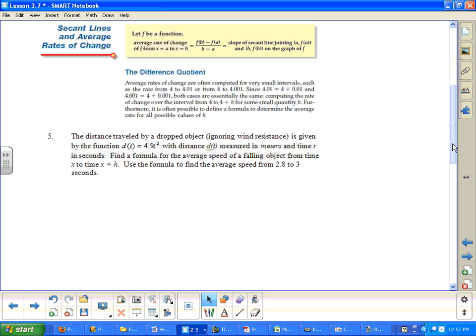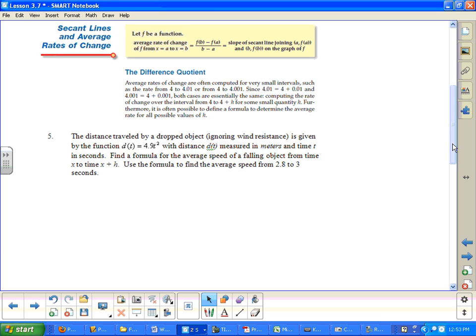The difference quotient, average rates of change, are often computed for very small intervals, such as the rate from 4 to 4.01, or from 4 to 4.001, really small intervals. Both cases are essentially the same, computing the rate of change over the interval from 4 to 4 plus h for some small quantity of h. It is often possible to define a formula to determine the average rate for all possible values of h.